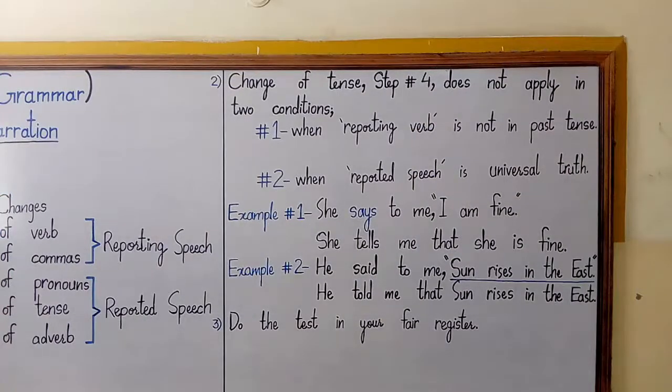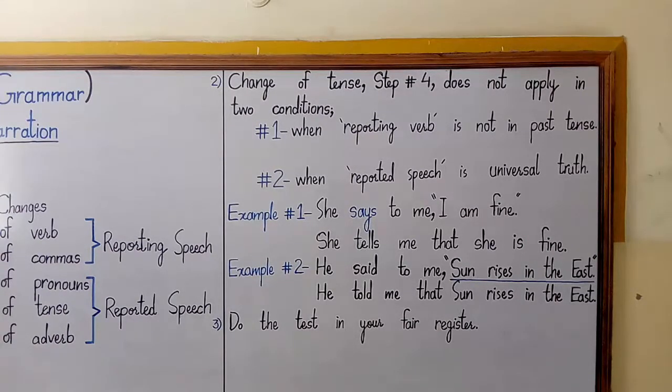Change of tense, which is step number 4, does not apply in 2 conditions. To make it simple for you to understand, whenever we change a sentence from direct to indirect, we also change the tense of that sentence. But in 2 conditions, you will not change the tense. Otherwise, you will apply all the other 4 changes but not change number 4.